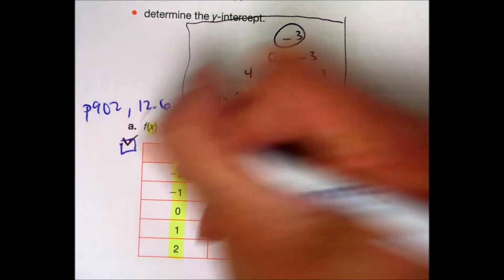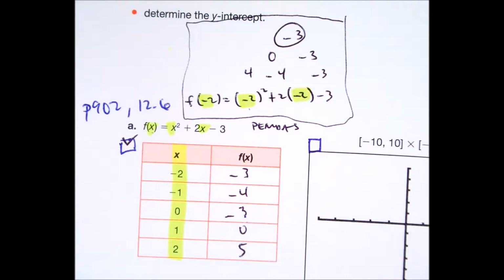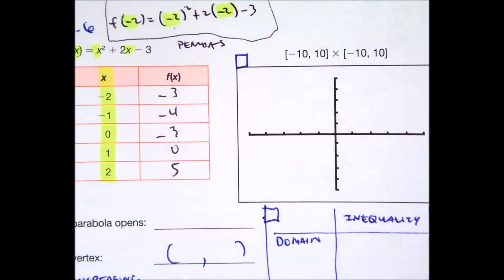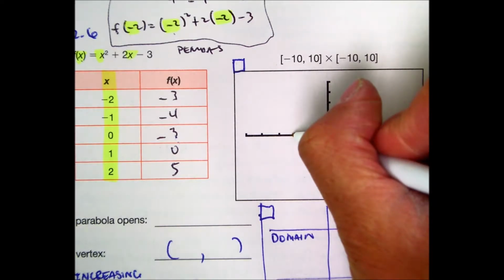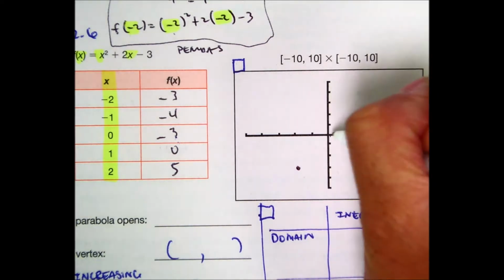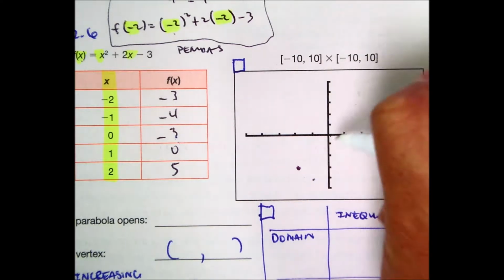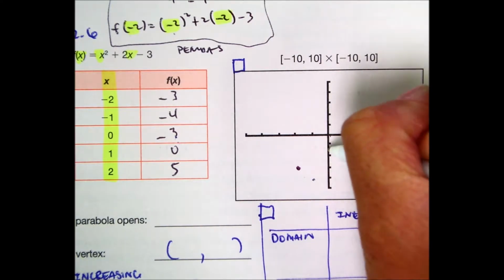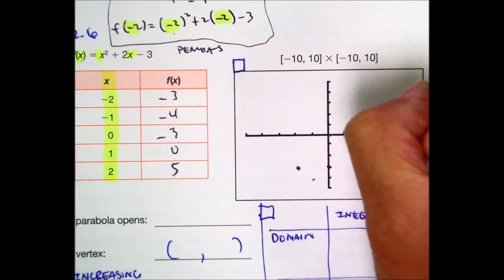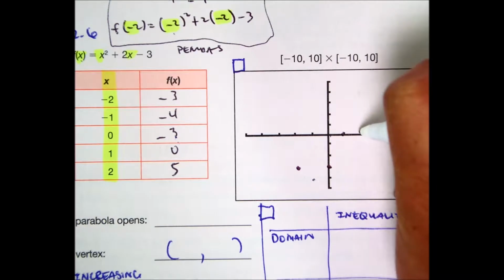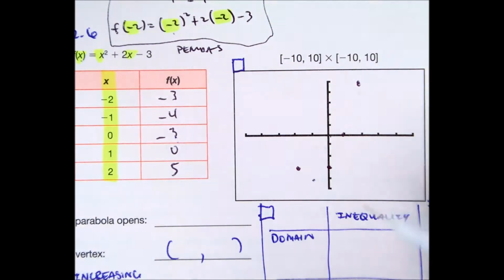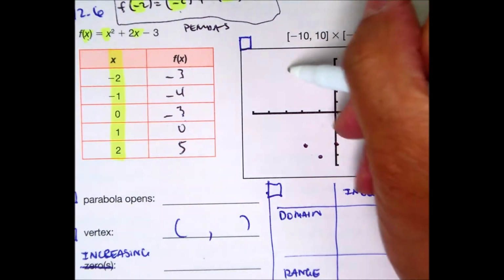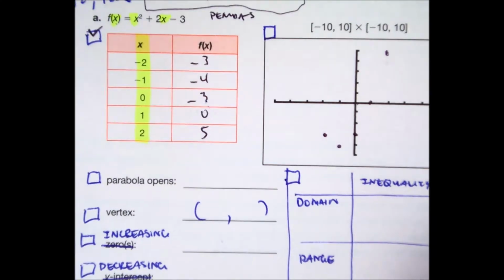Alright, so I got a table of values. Here's a great thing. I can go ahead and graph that. Gives me a visual. -2, -3. Left 2, down 3. -1, -4. 0, -3. 1, 0, and 2, 5. Okay. Now, I'm not too confident about the graph. I'm probably going to think it's something like this, but let's double check by our other numbers.